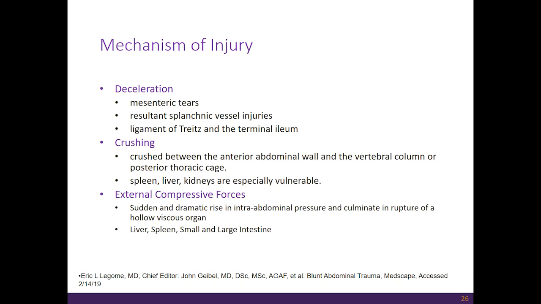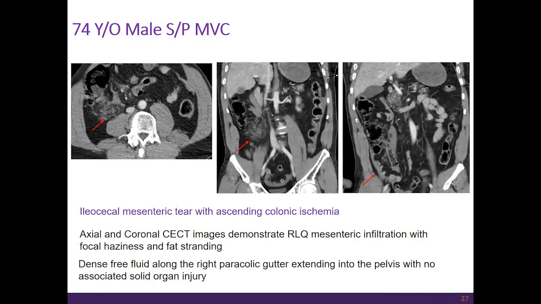vulnerable. And then finally is a more nebulous concept of external compressive forces, which is a sudden and dramatic rise in intra-abdominal pressure that will culminate in a rupture of hollow viscous organs. So while liver and spleen can also be affected, small and large bowel can be affected by this mechanism as well. So what does this look like?